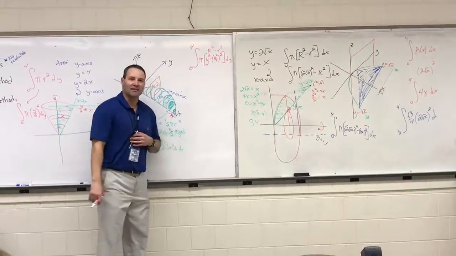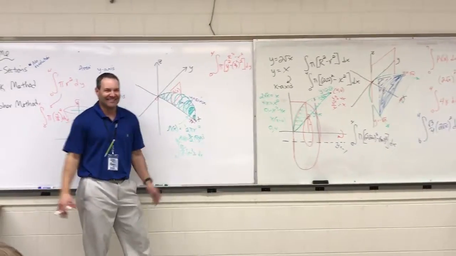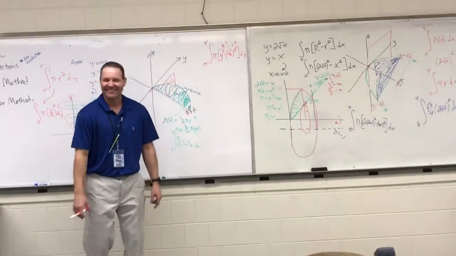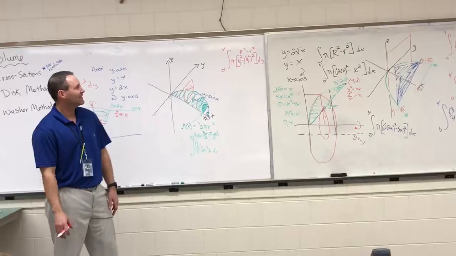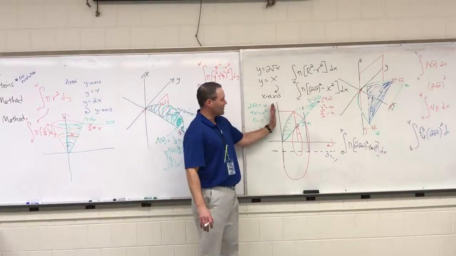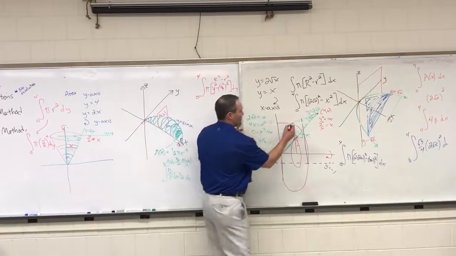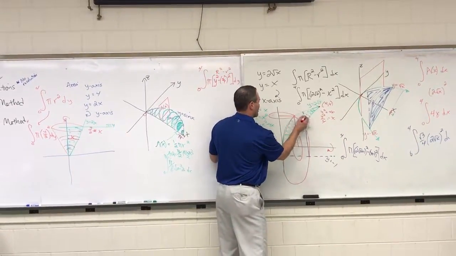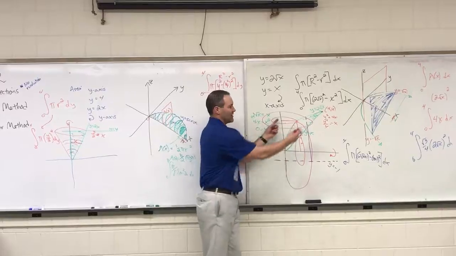Wait. Nobody got that, did they? Why is y equals x the big R? I understand this section. Because we're revolving around here, so that's the big circle radius.